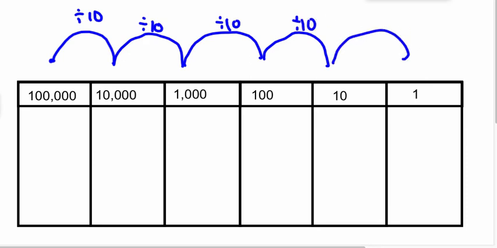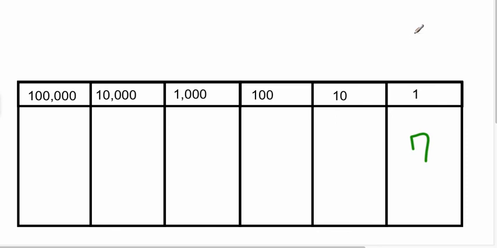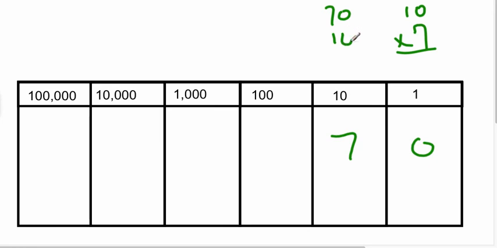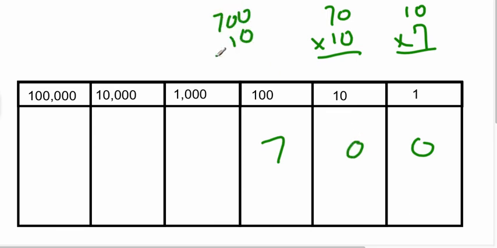Alright, what if I started with a 7 and I want to do 7 times 10? I want to have 10 groups of 7. So 7 times 10 would be 70. Okay, cool. What if I had 70 times 10? What would happen if I had 10 groups of 70? 70 times 10 would be, what's next? 700. And then if I want to have 700 times 10, I think you're starting to see the pattern. 700 times 10 would be 7,000.